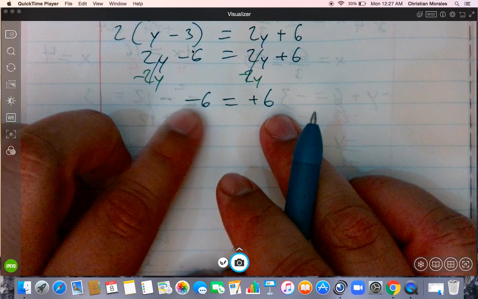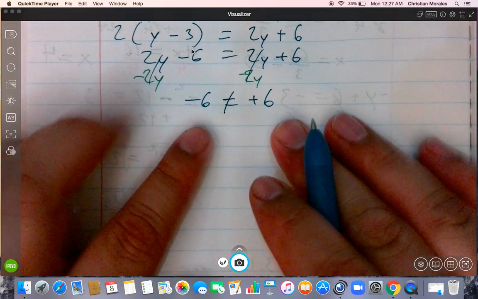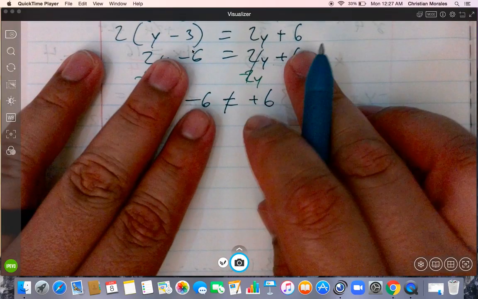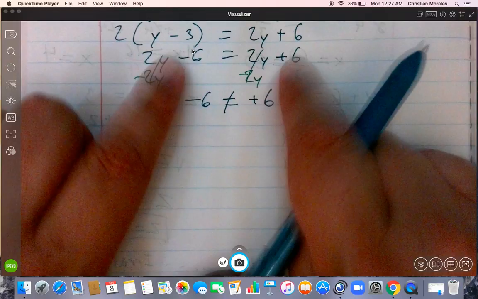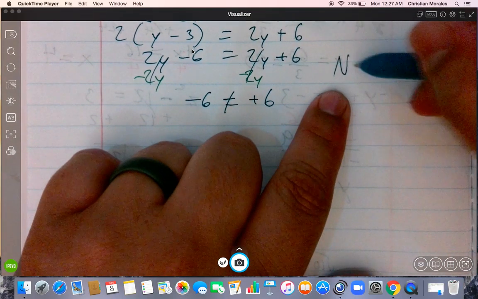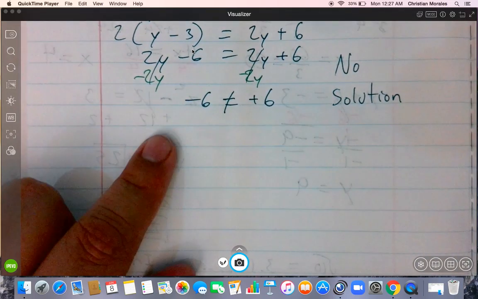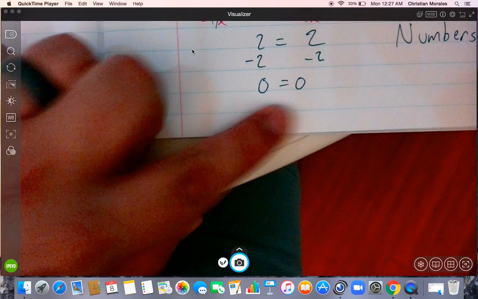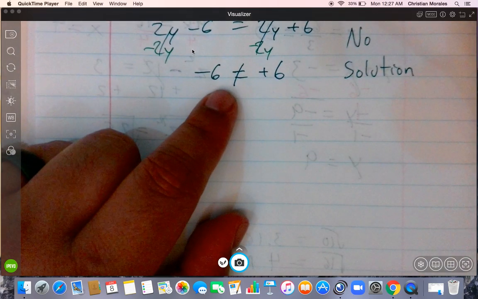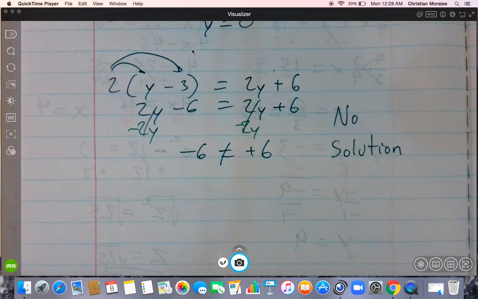Now, negative 6 is equal to 6. That's not true. This is not a real statement. That doesn't make sense. So guys, what that means is these two expressions will never be equal. So this is a no solution. There is no solution in this case. If you don't get the same thing on both sides, the way you got this 0 equals 0 or 2 equals 2, you don't get that here. So there's no solution, all right? And that is multi-step equations.